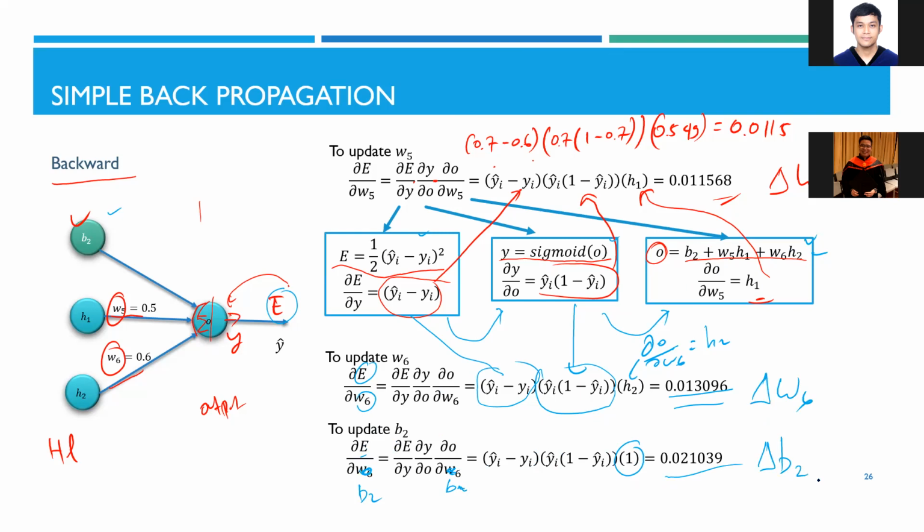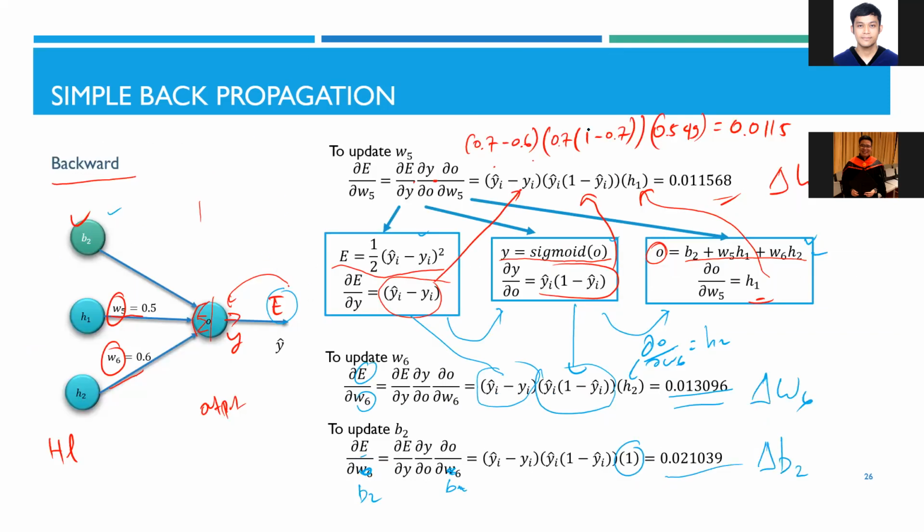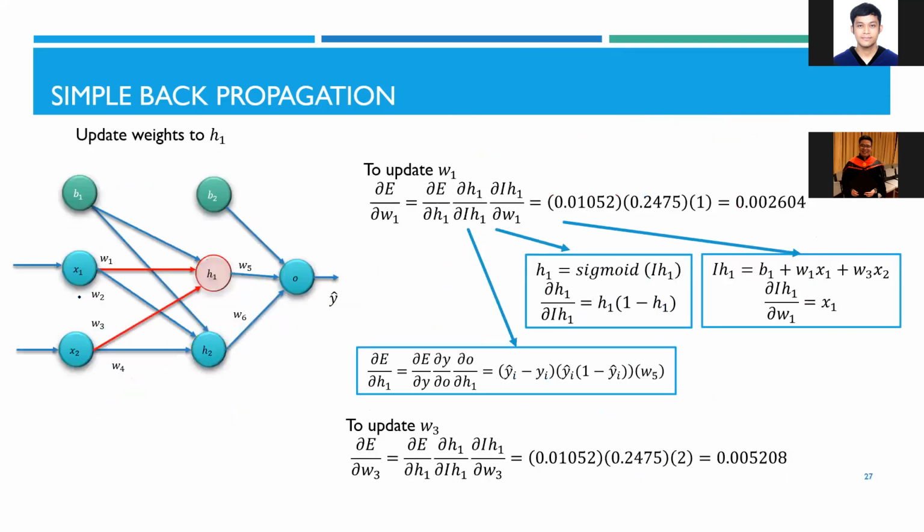Okay, now we go to the first layer. What we have to do, this is only for the hidden layer. From the hidden layer, we have to go to the input layer. The procedure in general is the same.